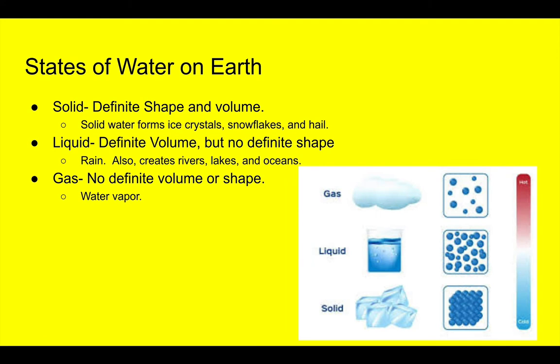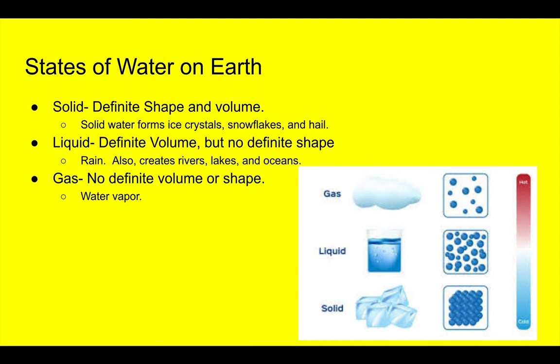So we need to give definitions of the different states of water, also known as states of matter. Our three different types are going to be solids, liquids, and gases. There is another form called plasma. We don't touch on it this year, but you'll learn about that as you go through your schooling.